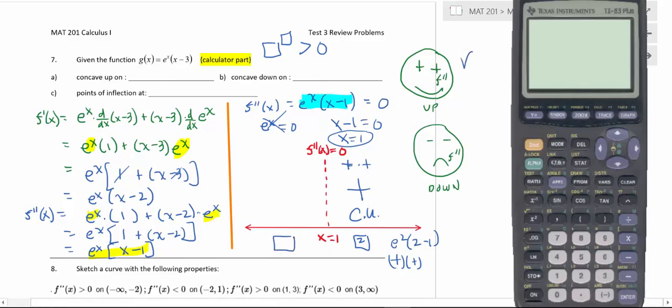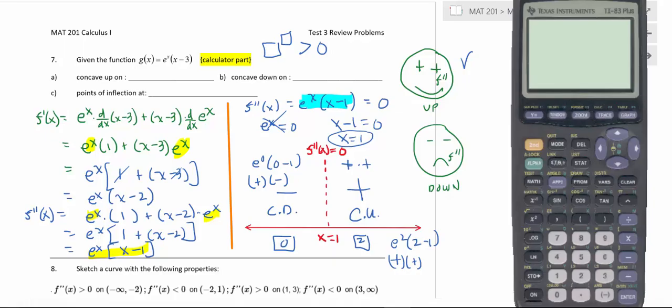Let's use 0 as our test point below 1. So then we would do e to the 0 times 0 minus 1. e to the 0 is 1, so that's positive. 0 minus 1 is negative, so this is negative. That means you're concave down.